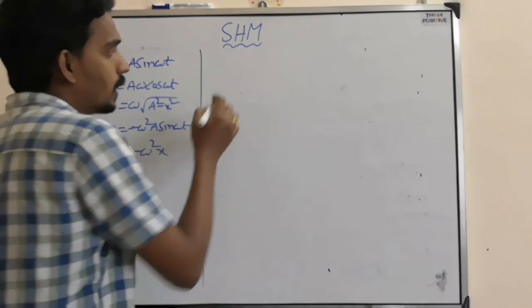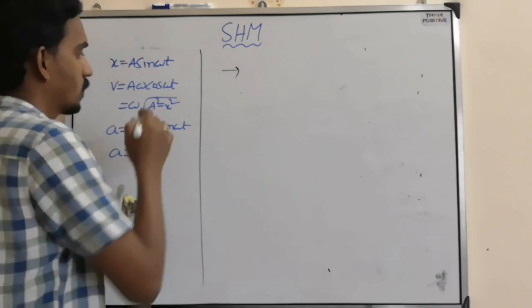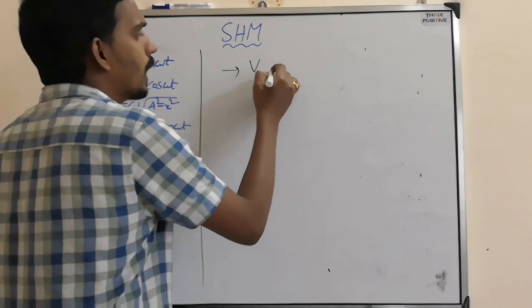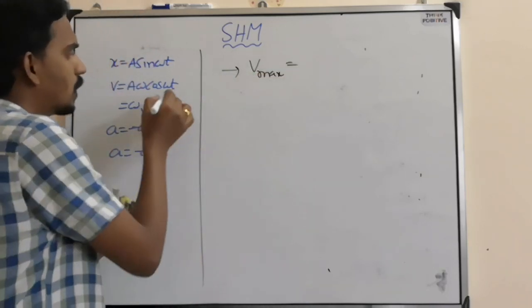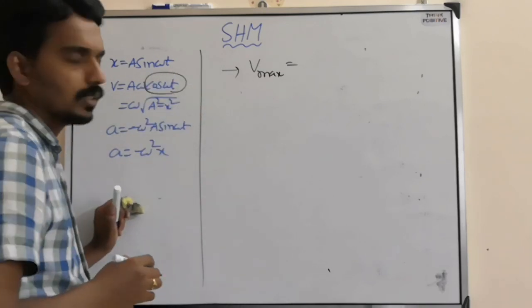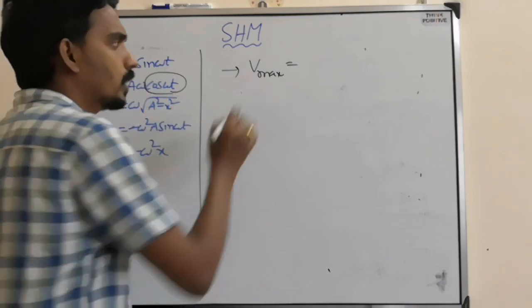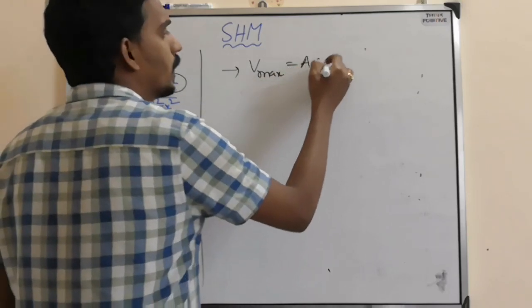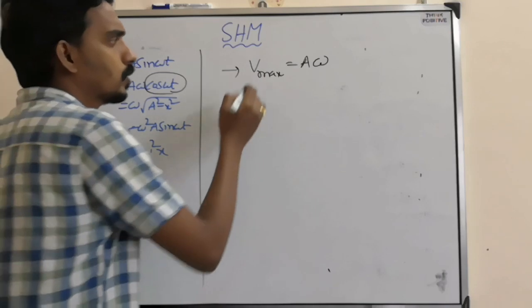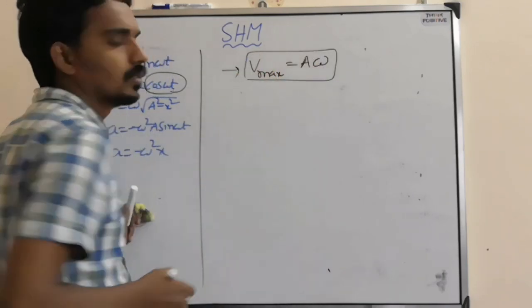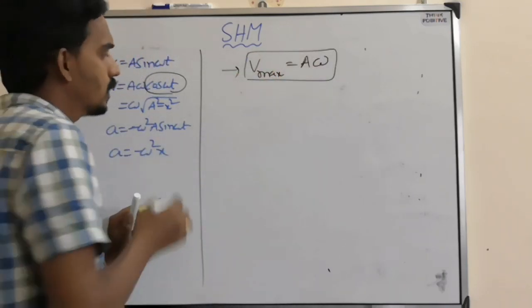Now, sometimes they will also ask velocity based questions, like what is the maximum velocity? See here, cos theta is the variable. What is the maximum value for cos theta? 1. So what can V maximum become? A into omega. So this is the maximum value of velocity.